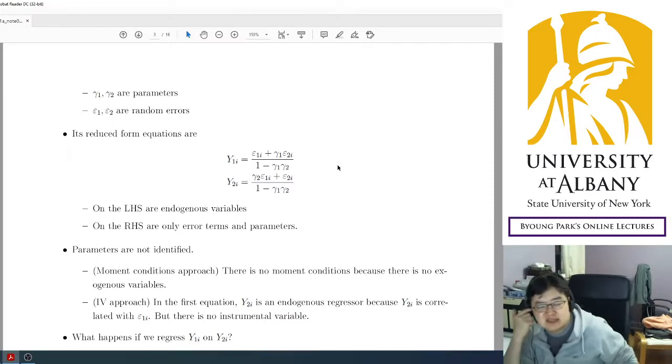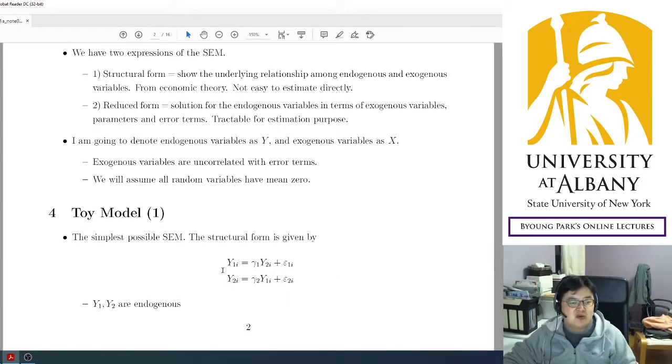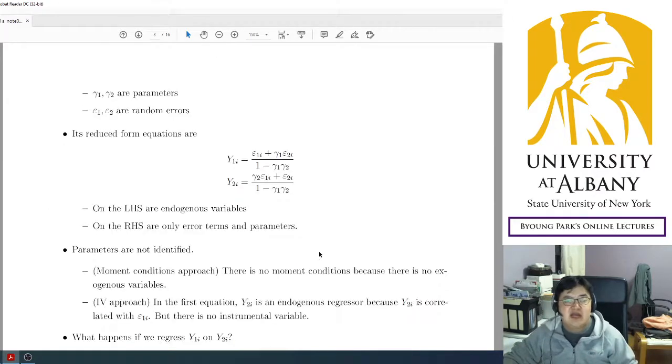And in this case, the parameters are not identified. Even so, the parameters are defined in the structural form because that's what we assume. But in the real data, we can utilize only the reduced form because this is the equilibrium. This is what we observe. So you have to rely on the reduced form equations.